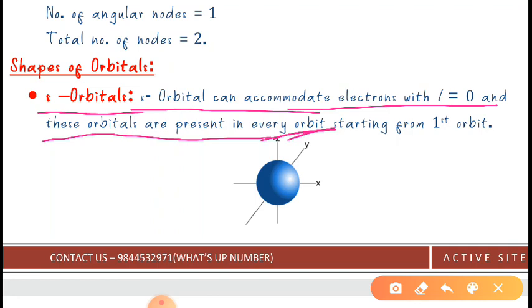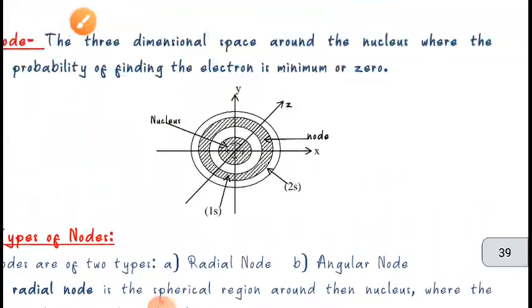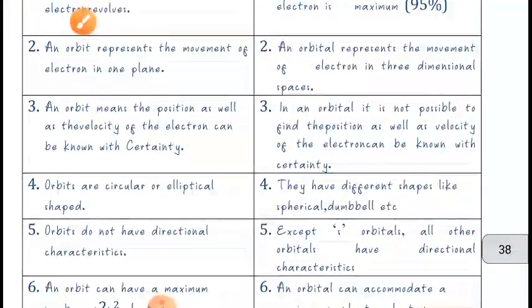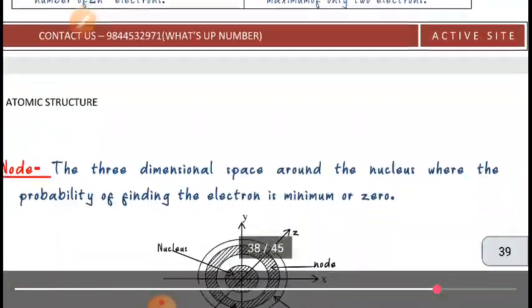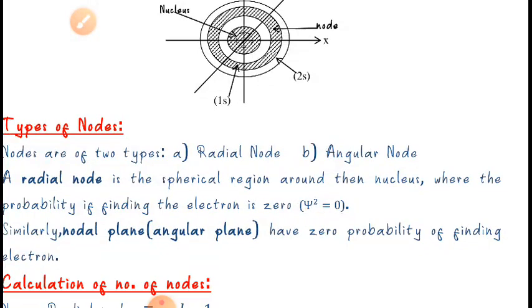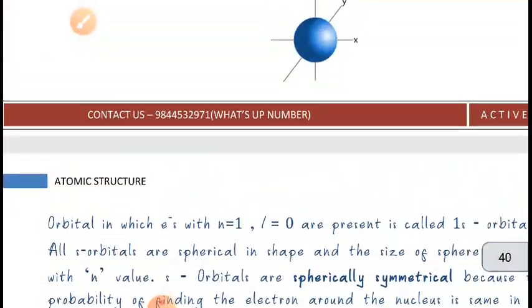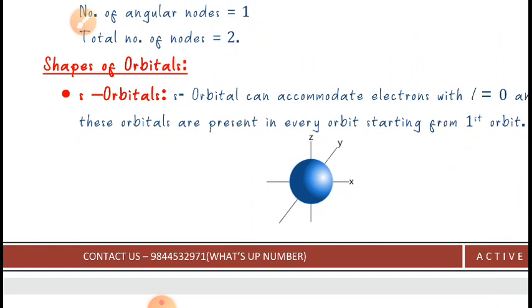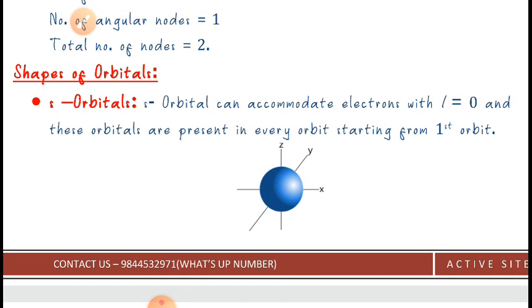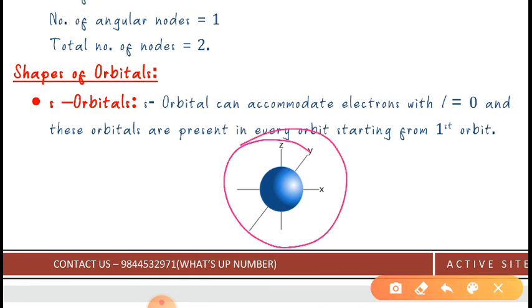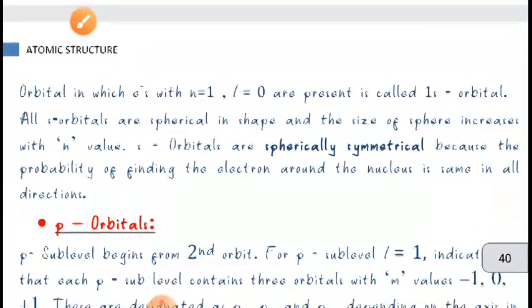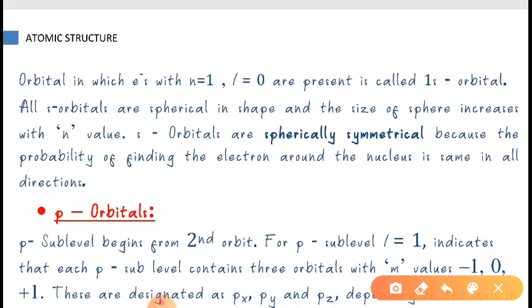I hope you know the difference between orbit and orbital, right? In the previous class also we discussed this, as written here in the notes. In every orbit there will be an s orbital, and the shape of the orbital is like this, you can see here. Now again, the orbital in which n is equal to 1 and l is equal to 0 is present in 1s.